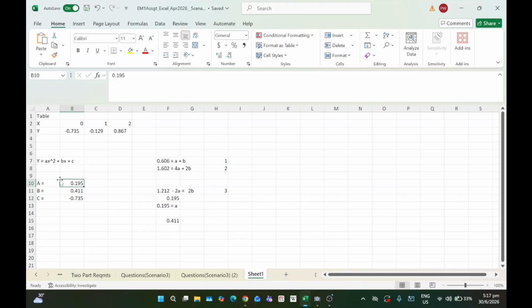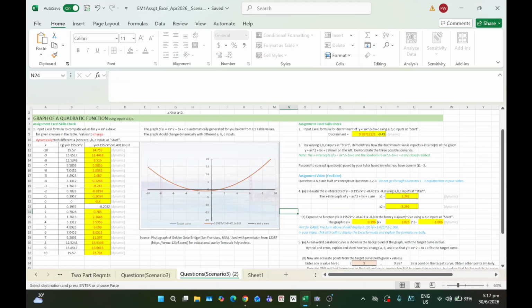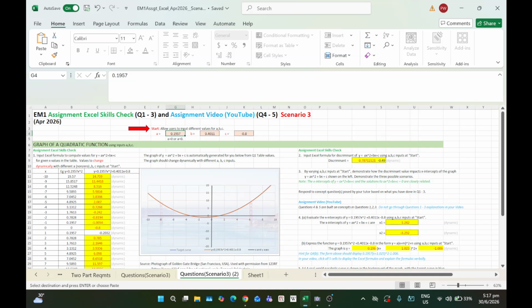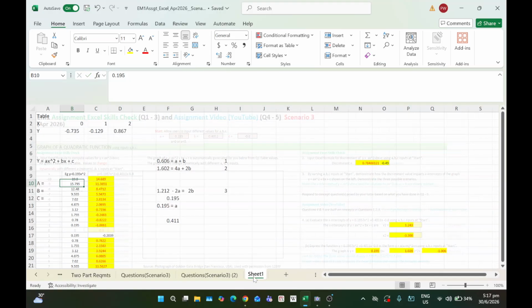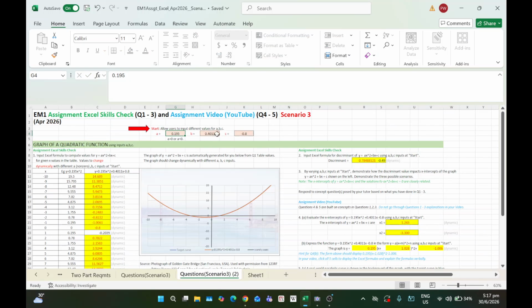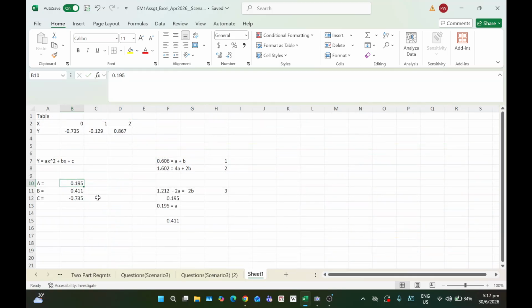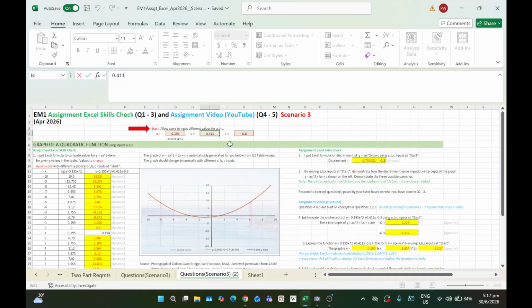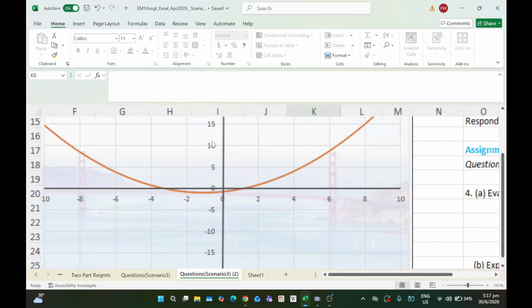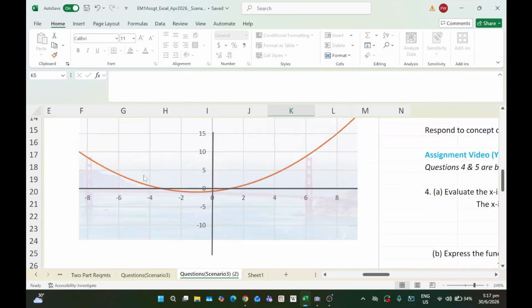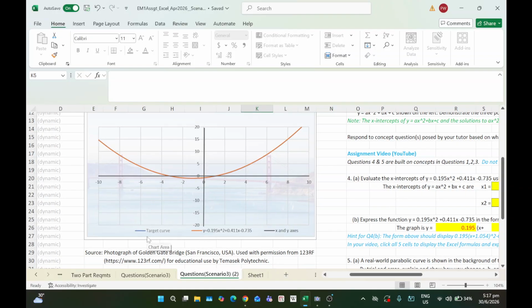Plugging these values back into the graph, a is 0.195, b is 0.411, and c would be 0.735. And this will result in a perfect overlap of the y over the target curve.